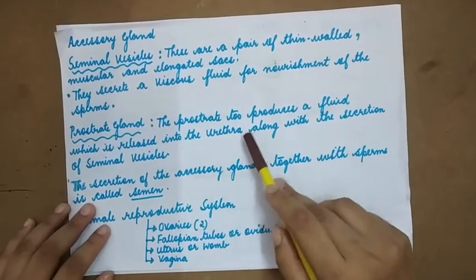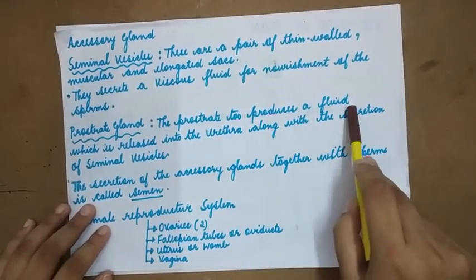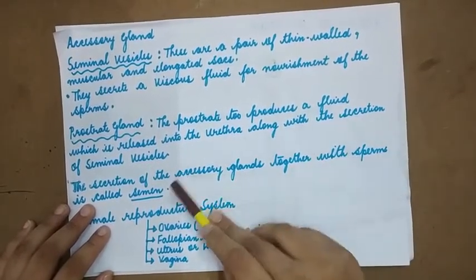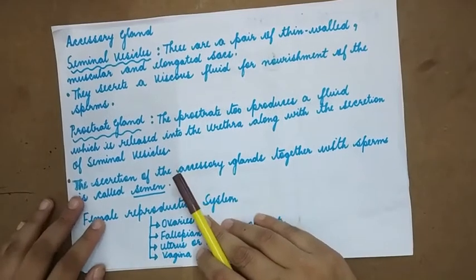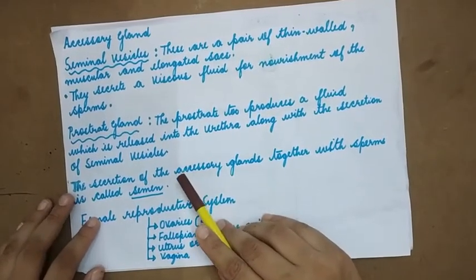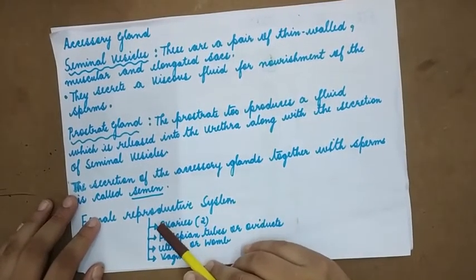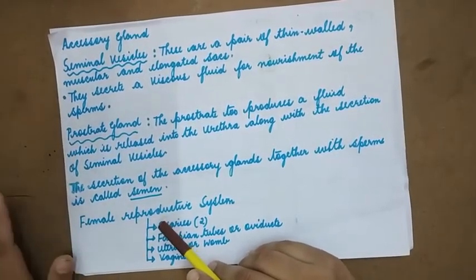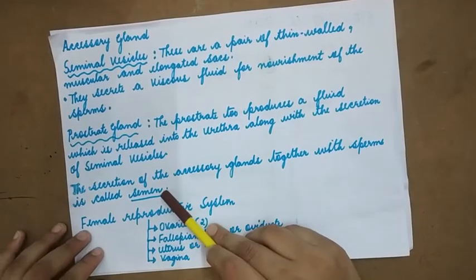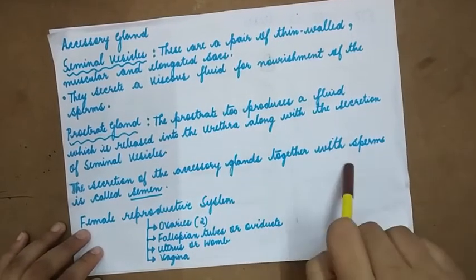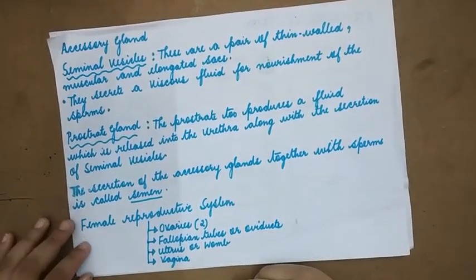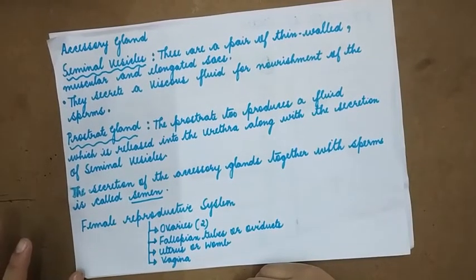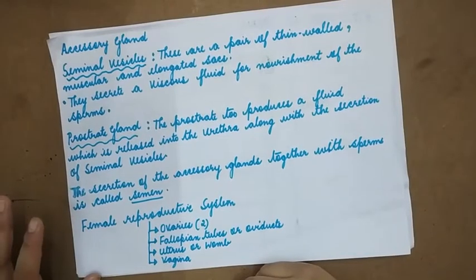Prostate gland. The prostate too produces a fluid which is released into the urethra along with the secretion of the seminal vesicle. So the prostate gland also releases a fluid into the urethra along with the seminal vesicle. See, the secretion of the accessory glands together with the sperms is called semen. So the accessory glands, the fluids released by them and the sperm together form semen.